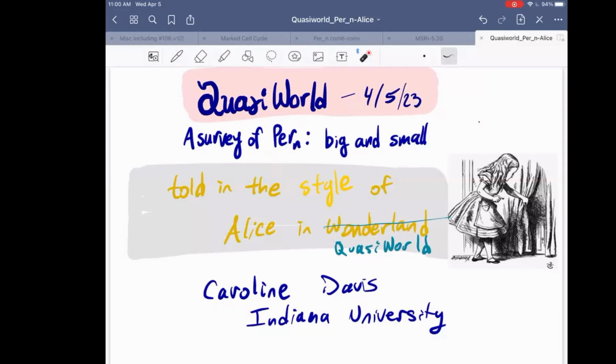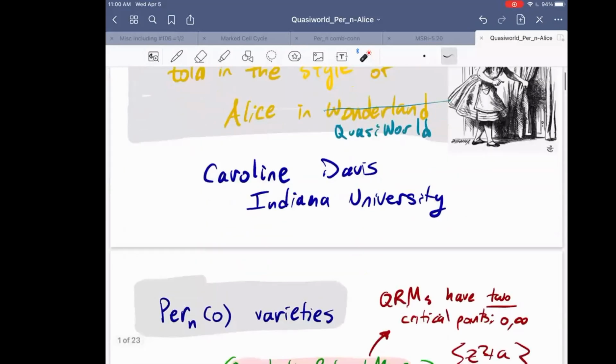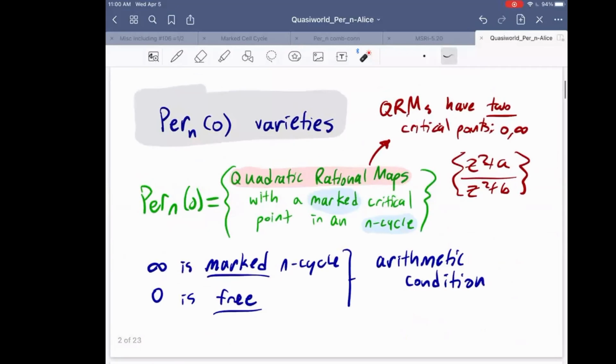Please, Carolyn. Thank you so much, Mario and Nina, for the invitation to speak. I wanted to share with you some work that I've been doing recently in the Per_n varieties, and I wanted to present it in a story that is reminiscent of Alice in Wonderland. So why don't we just get into it? Of course, if you have any questions at any point, please interrupt.